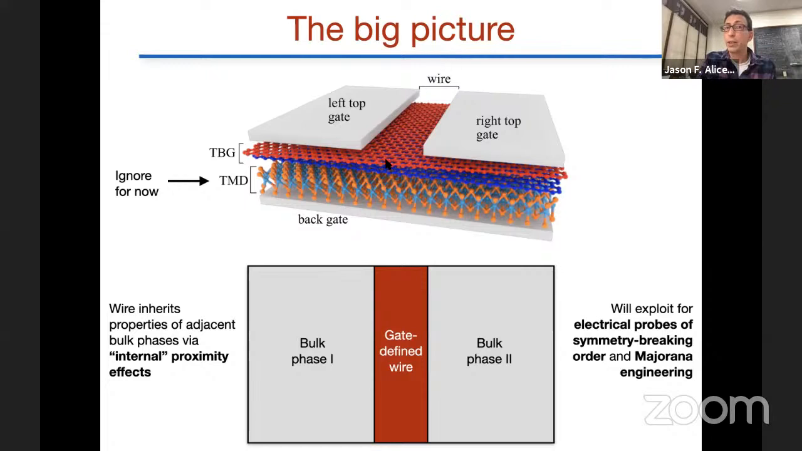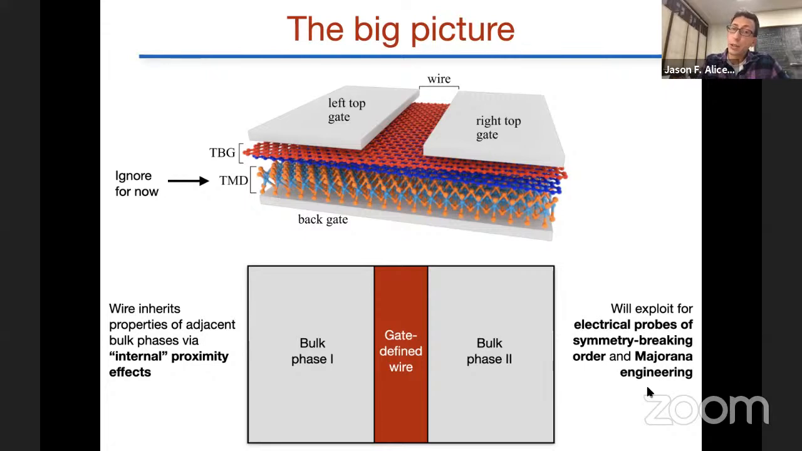So I'm going to treat that central region in between as a gate-defined wire and try to understand the array of different kinds of phenomena that can be realized depending on what sits on the left and right side. So here's a simplified overhead view of that structure. Here's my gate-defined wire, and it's immersed between some bulk phase on the left and some bulk phase on the right. Now, the essential idea that I'll be bootstrapping off of is that electrons from this gate-defined wire can spend a little bit of time in each of the adjacent bulk phases. And in doing so, they can inherit the properties of those bulk phases via internal proximity effects. And so I will try to exploit those internal proximity effects for two purposes. In the long run, I want to exploit those internal proximity effects for Majorana engineering.